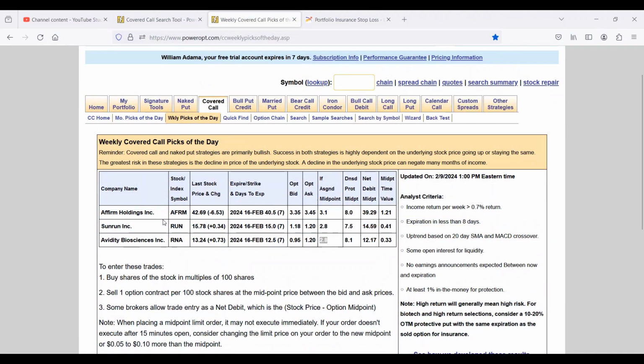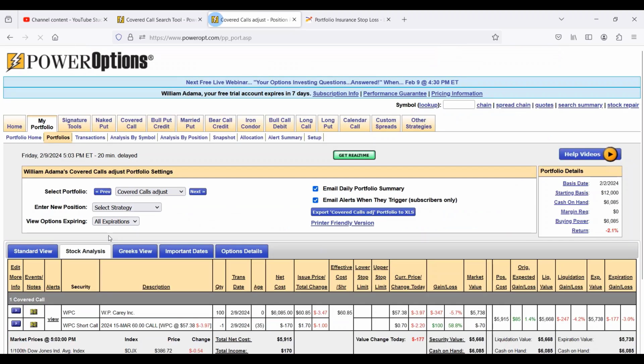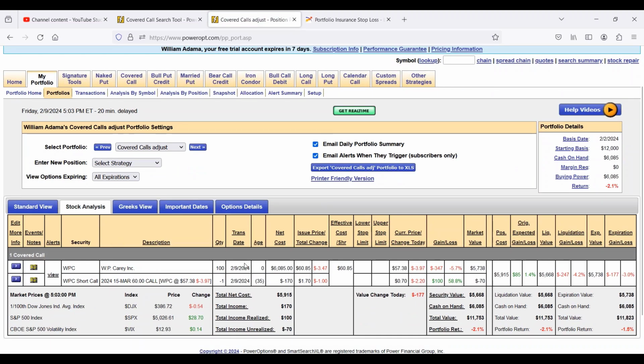Sounds like a lot to do. That's why we would track the positions in the PowerOptions Portfolio Tools. Took one today that fell about 3.47. WP carry, it's trading at 57.38. So the day it opened, it was about 60.70, 60.90.